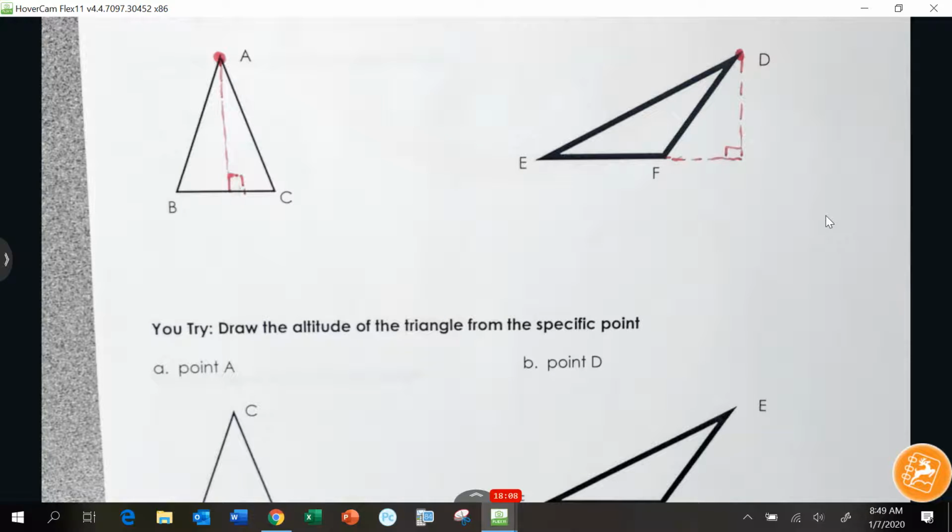Do you have the correct one? You have the correct one? You have the right one?